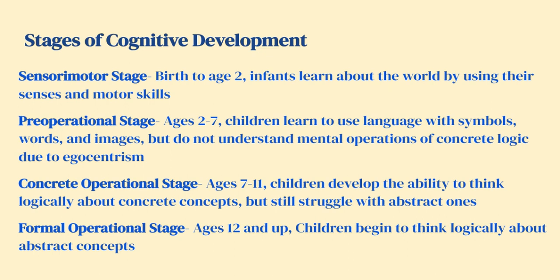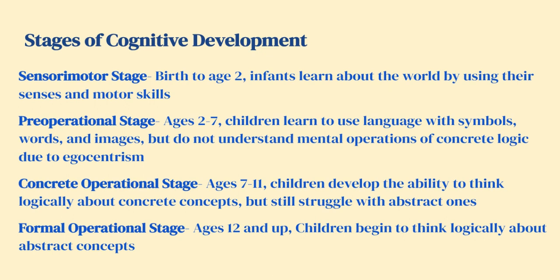And then the pre-operational stage is from ages 2 to 7. It's when children learn to use language with symbols, words, and images, but do not understand mental operations of concrete logic due to egocentrism. And egocentrism is a child's difficulty taking another's point of view.